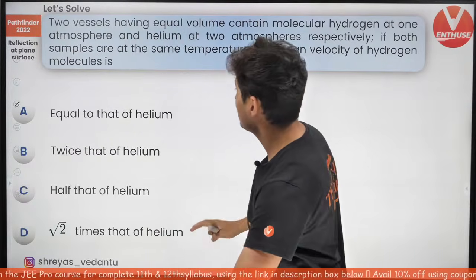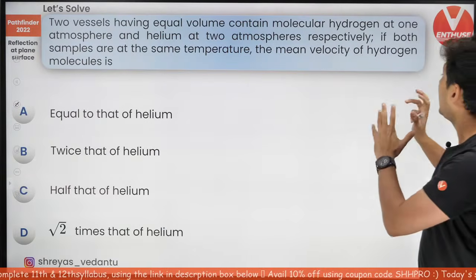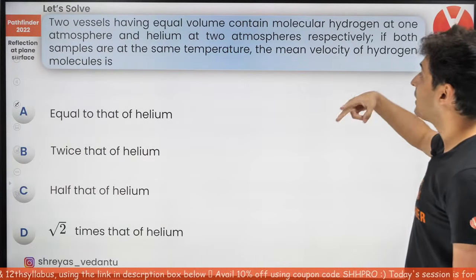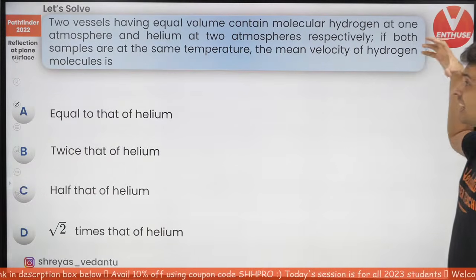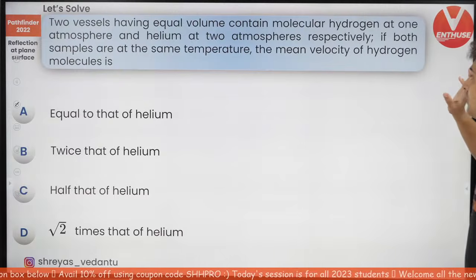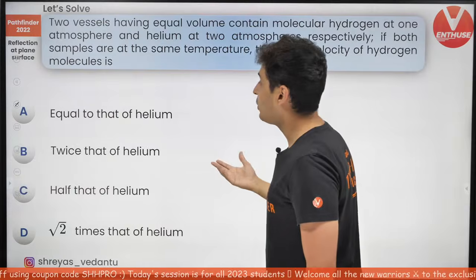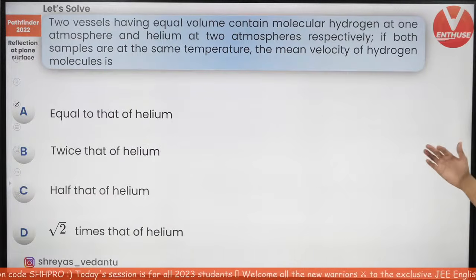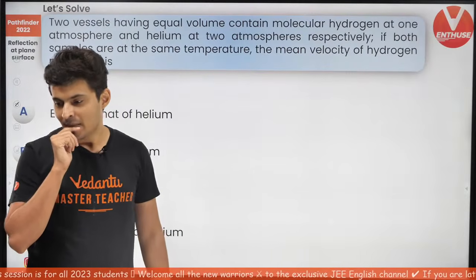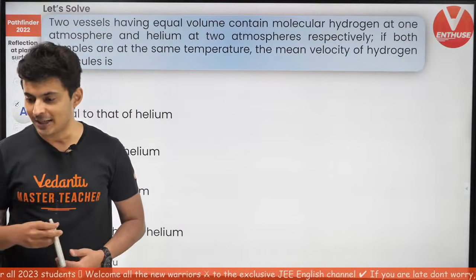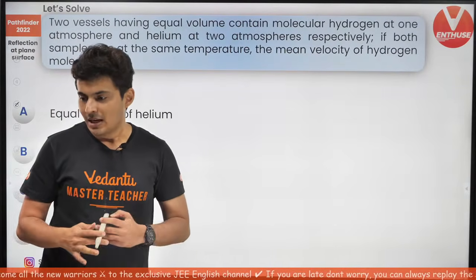There are two vessels, each having equal volume, containing molecular hydrogen at 1 atmosphere and helium at 2 atm. Atm means atmospheric pressure. If both are at the same temperature, then the mean velocity of hydrogen molecule is equal, twice, half, root 2 times that of helium. Very interesting question. Let's see how many of you can get this. Yes, gadbad should not be done. Very good, true.